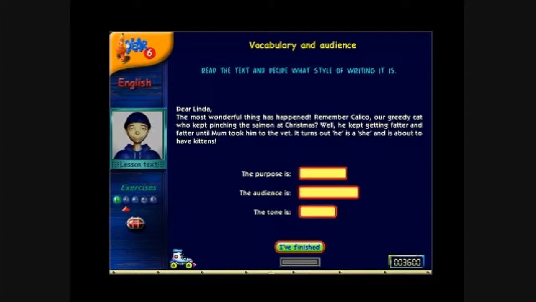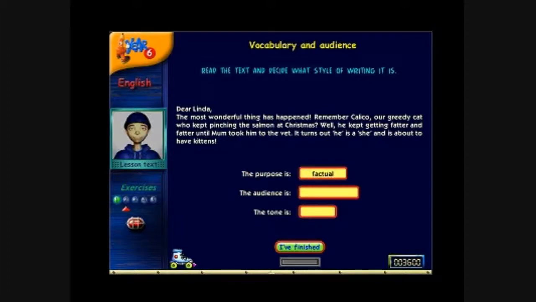Linda, the most wonderful thing has happened. Remember Calico, our greedy cat who kept pinching the salmon at Christmas? Well, he kept getting fatter and fatter. The mum took him to the vet. He is a she and about to have kittens.